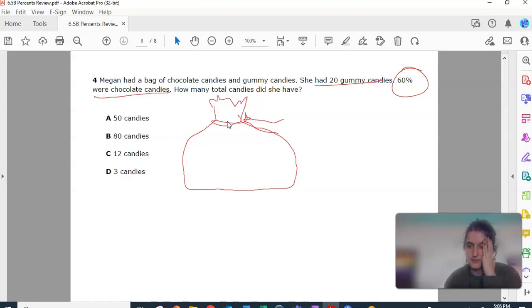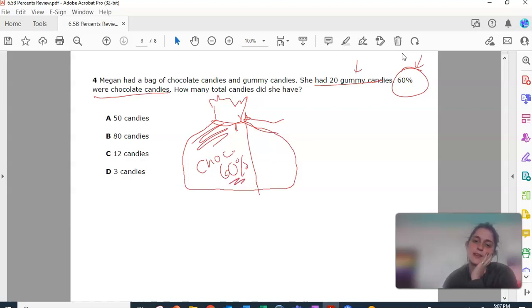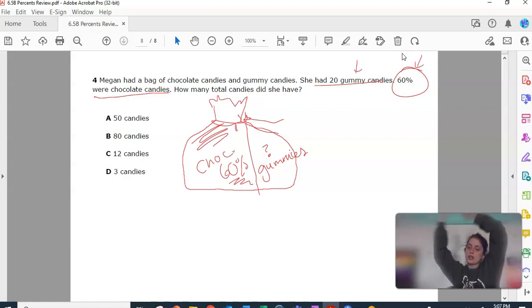Okay, here's the problem. We cannot relate the 20 gummies to the 60% chocolate. So we have to actually find another number that's not listed here. So if 60%, that's like a little more than half. Here's half, so 60%. If this is all chocolate, and that's 60%, and what percent are gummies? Not how many are gummies. I know that 20 candies are gummies, but what's the percentage? All your candy.